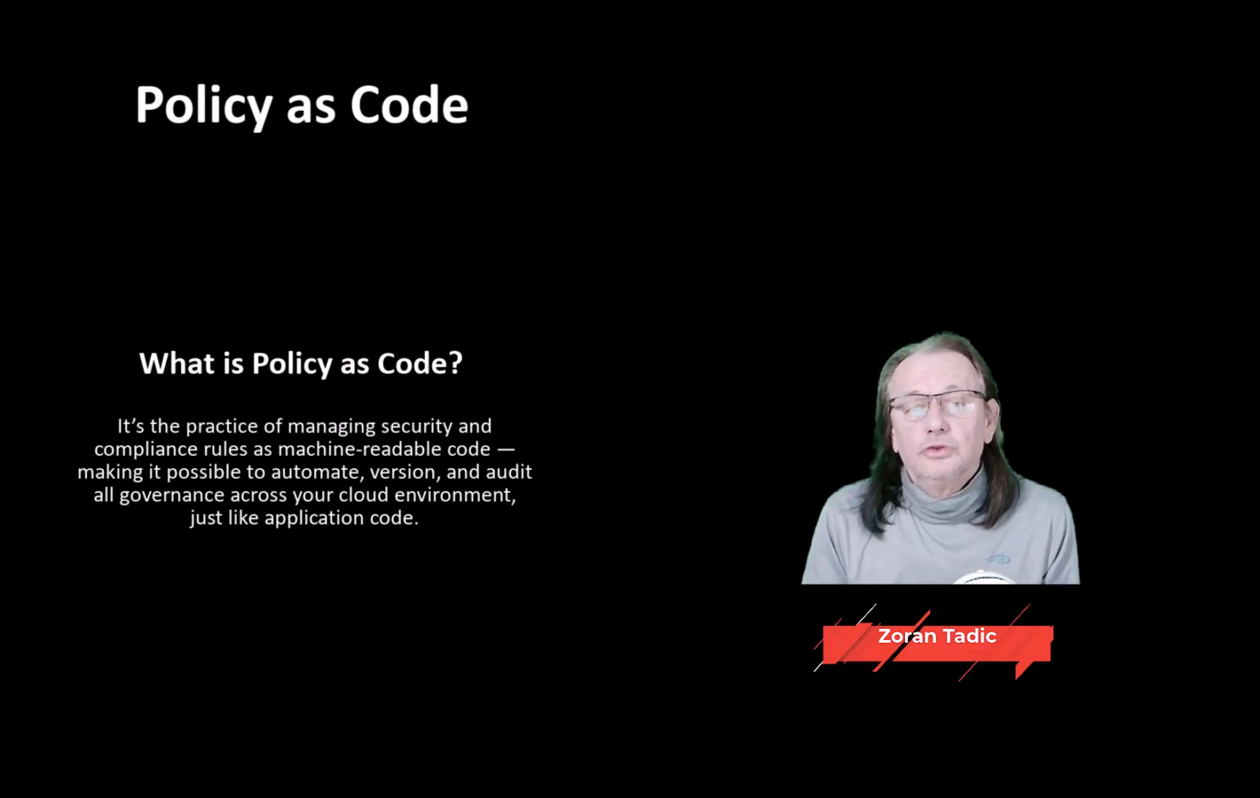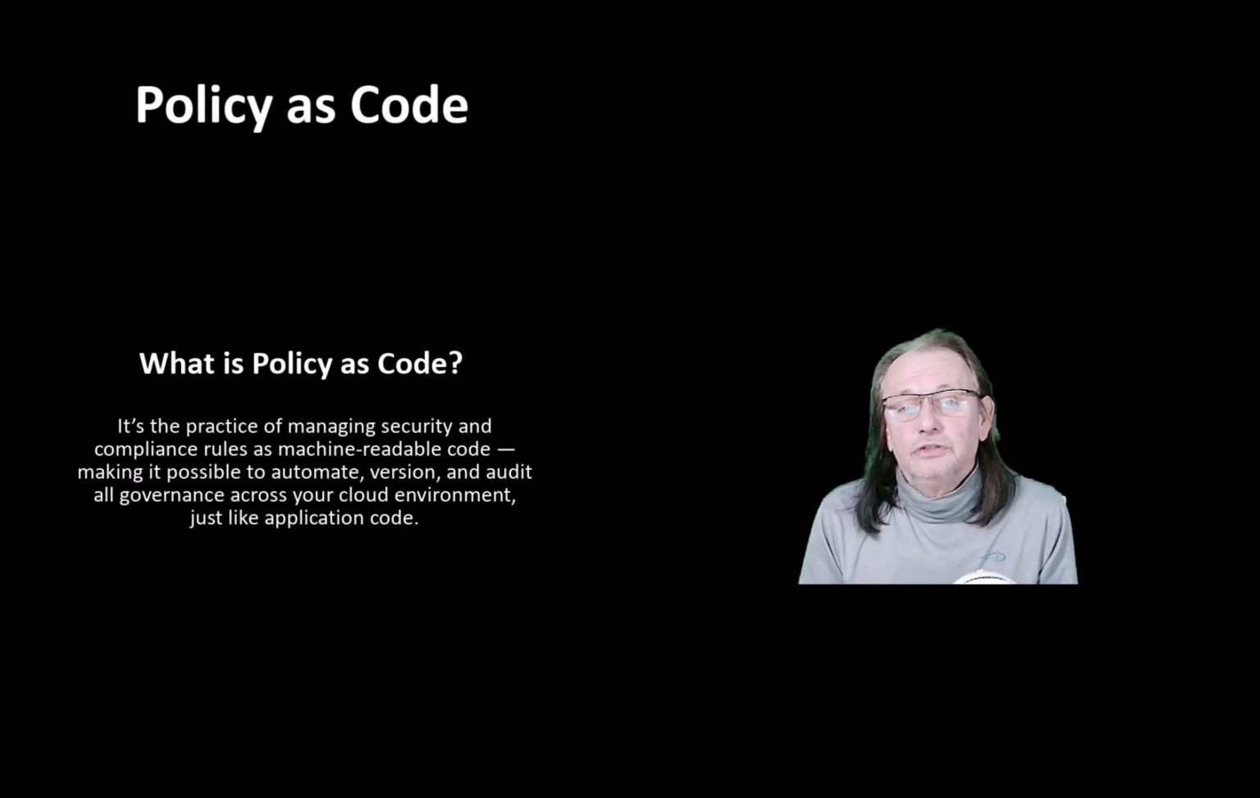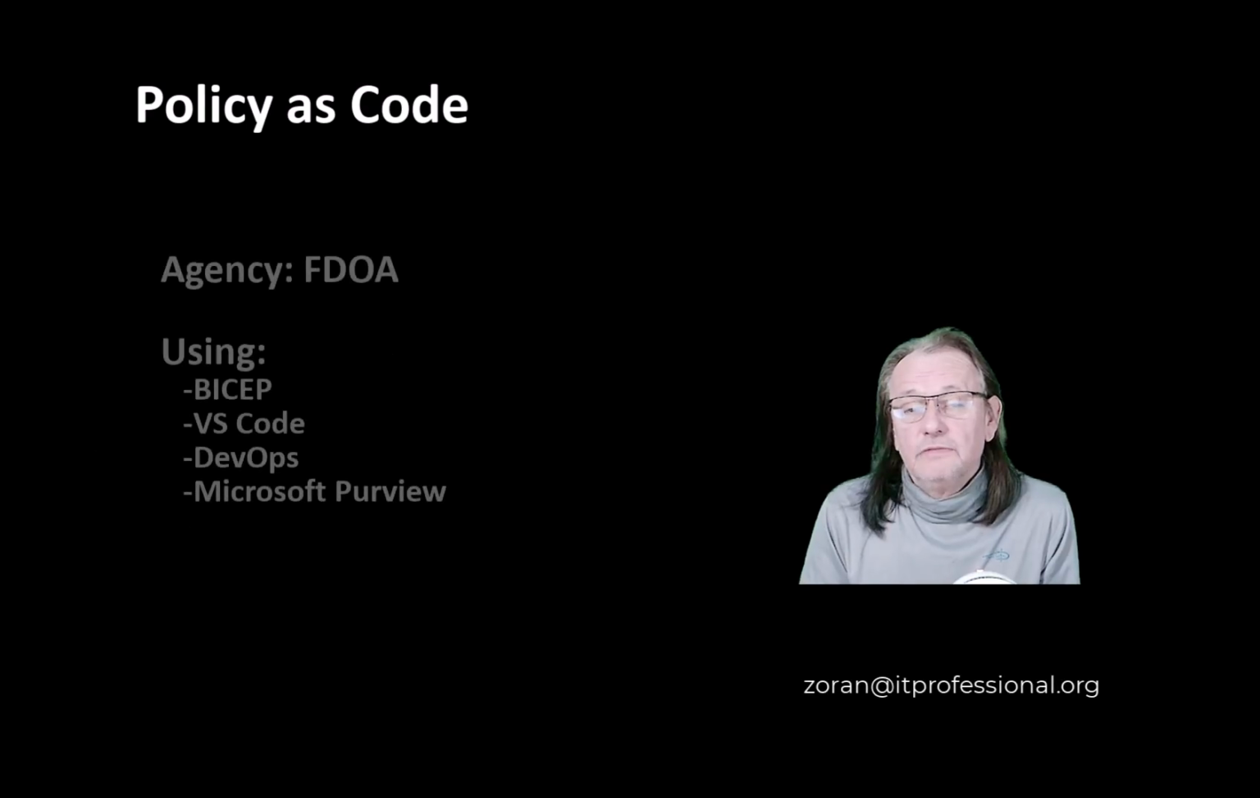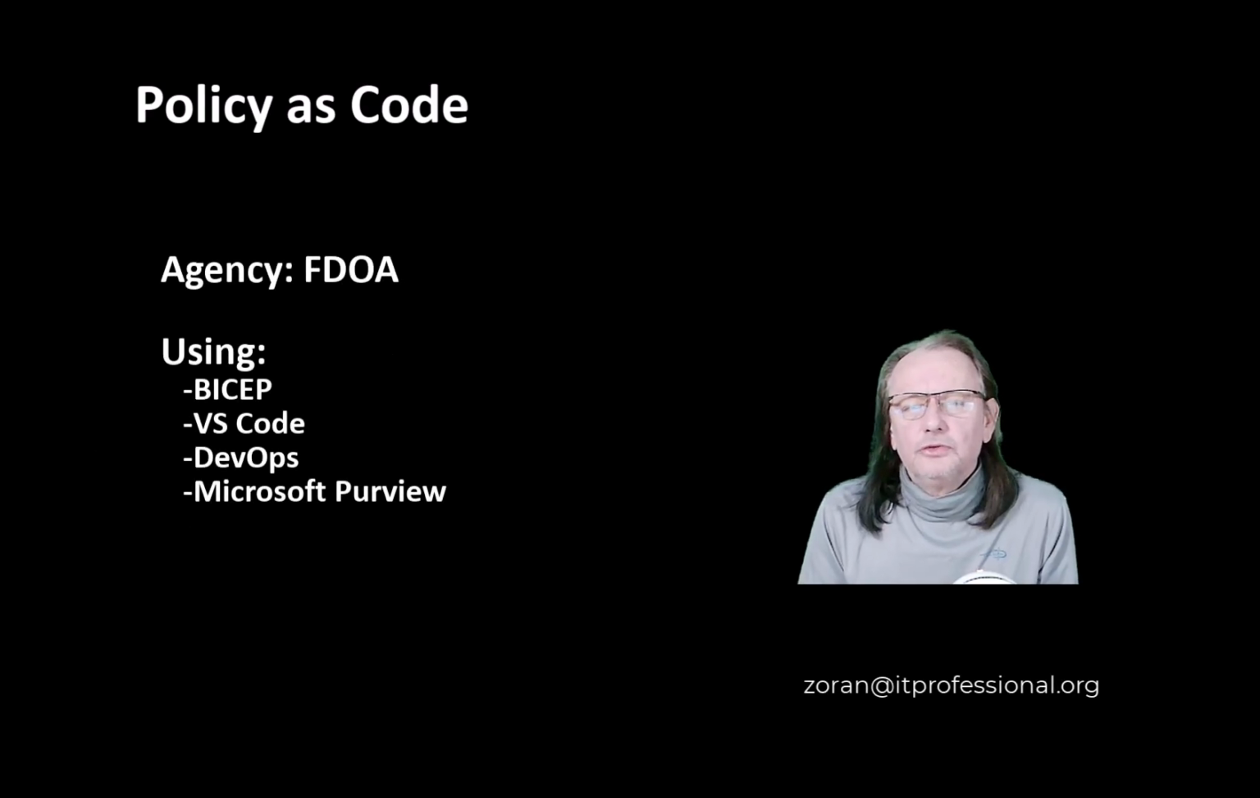We walk through a real-world scenario with a fictional government agency called FDOA to show how to automate governance for a production environment. The goal is to implement policy as code using Bicep for definition, VS Code for editing, Azure DevOps for repo and pipelines, and Microsoft Purview for AI-supported compliance monitoring.